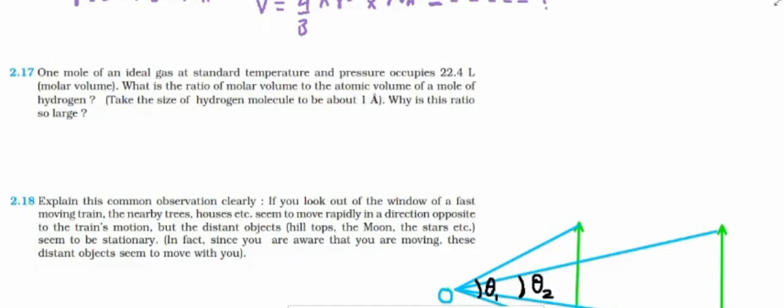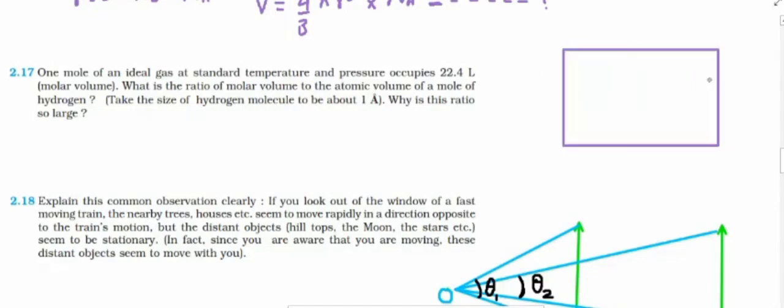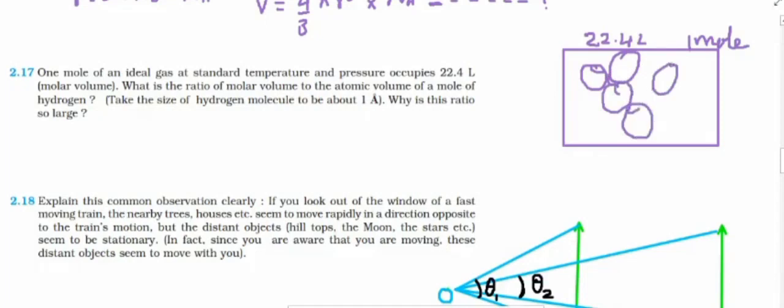So here, just consider 1 mole. This is a volume of 1 mole, which we call the molar volume, and that molar volume is 22.4 liter. That means this box has a volume 22.4 liter. Now this box is occupied by hydrogen atoms like this. Hydrogen atoms are there.